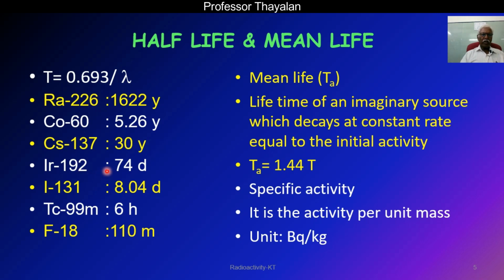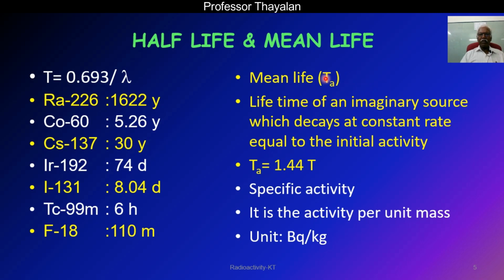This shows the different radioisotopes we are using in medicine. Radium-226 has a half-life of 1622 years, cobalt-60 5.26 years, cesium-137 30 years, iridium-192 74 days, iodine-131 8 days, technetium-99m 6 hours, and F-18 110 minutes. Apart from half-life, there is also a parameter called mean life for isotopes.